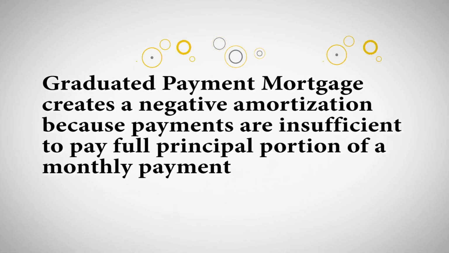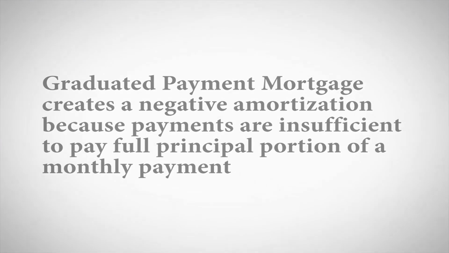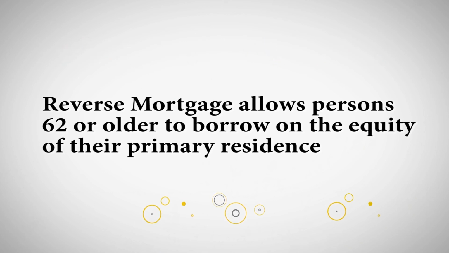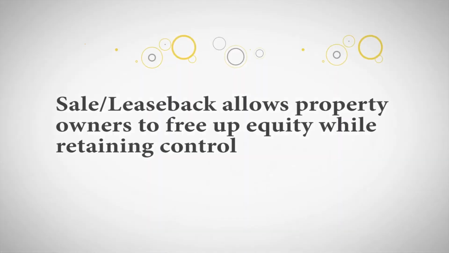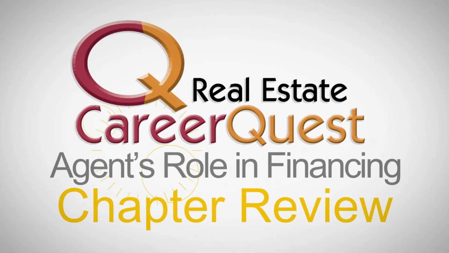The graduated payment mortgage creates a negative amortization because payments aren't sufficient to pay the full principal and creates that negative amount. The reverse mortgage allows persons 62 or older to borrow money on the equity of their primary residence. The sale leaseback allows property owners to free up equity while retaining control of the property. And that's the end of the first chapter's review.